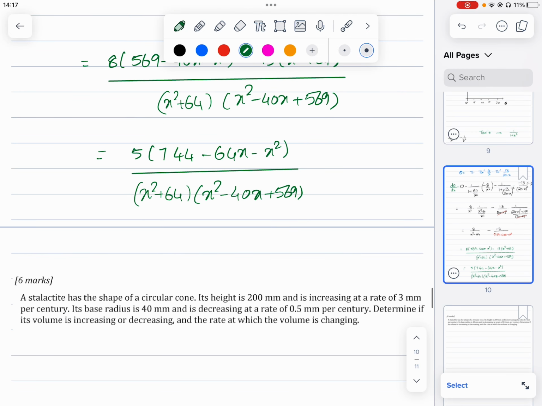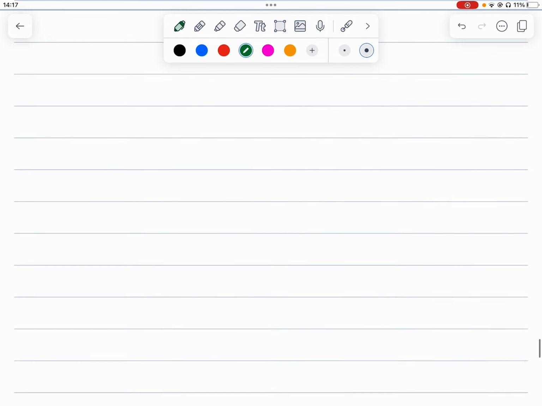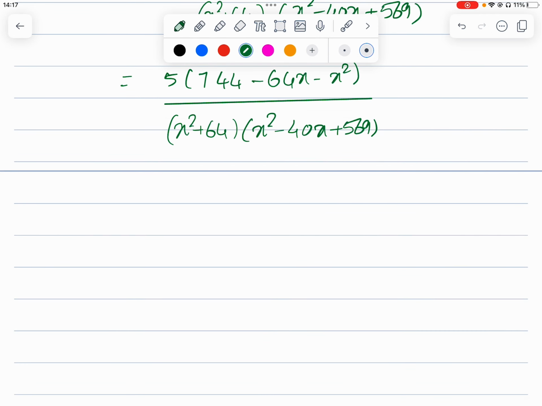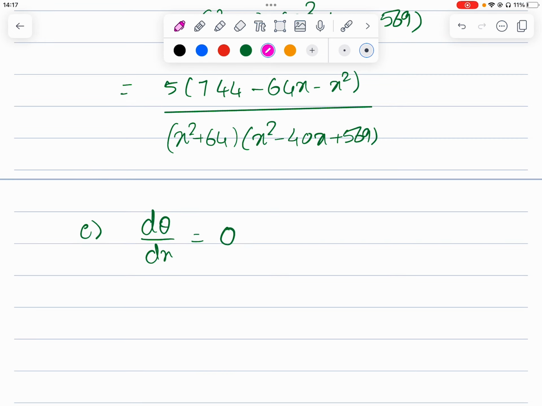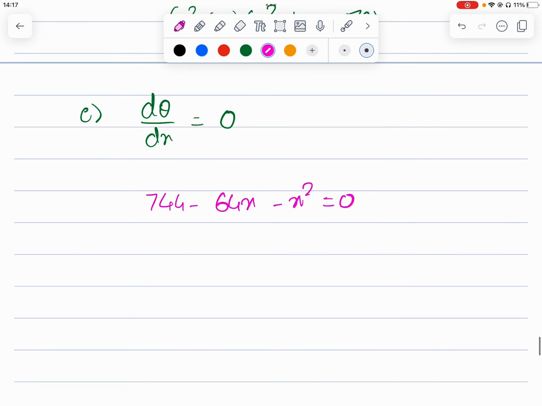So, again, and let me add a page over here. First derivative should be equals to 0. So, d theta by dx should be equals to 0. So, total denominator gets cancelled. So 744 minus 64x minus x square equals to 0. You can use the calculator, or this is a quadratic. You can factorize it out and get the value of x as, I'm directly writing, 10.05 meters. Factorize this quadratic, you should be able to get x value as 10.05 meters. That is part E.